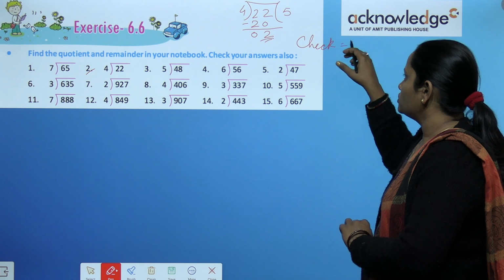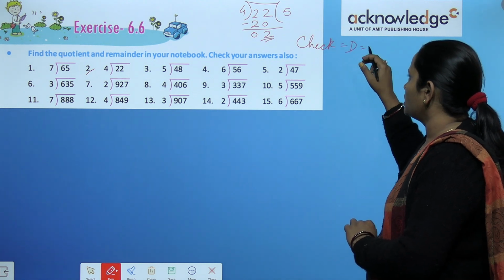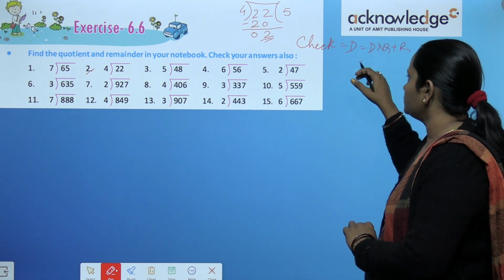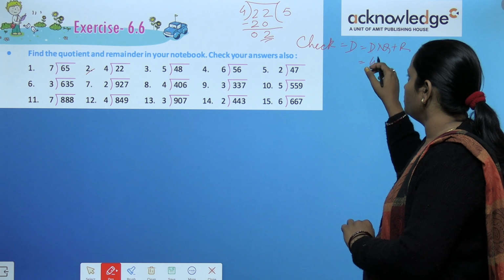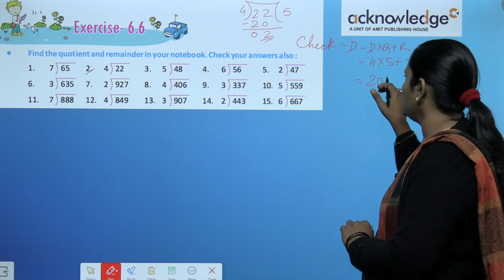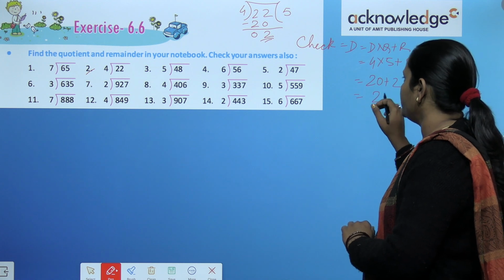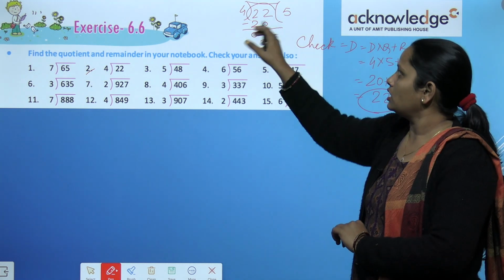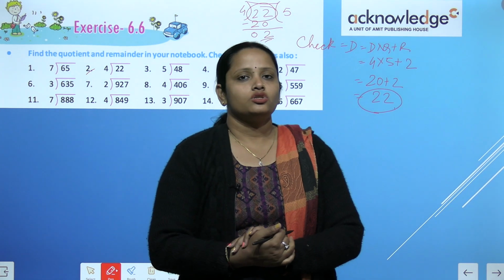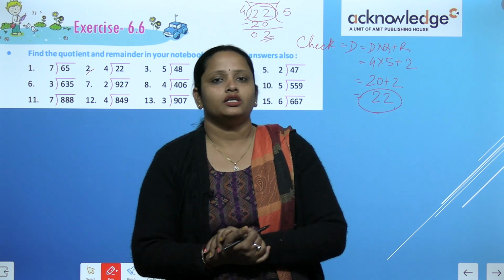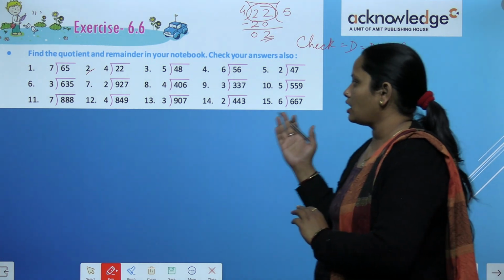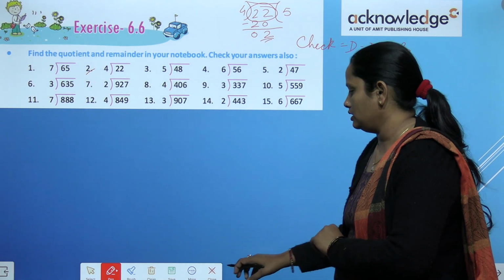अब now let's check this. Check कैसे करेंगे? So dividend is equal to divisor multiply quotient plus remainder. 4 multiply 5 plus 2. 20 plus 2, which will be 22. So this is the number that we get. 22 we got. So that's why this division is correct. And we have also checked it. So children, like this you have to do the rest questions that are given here.